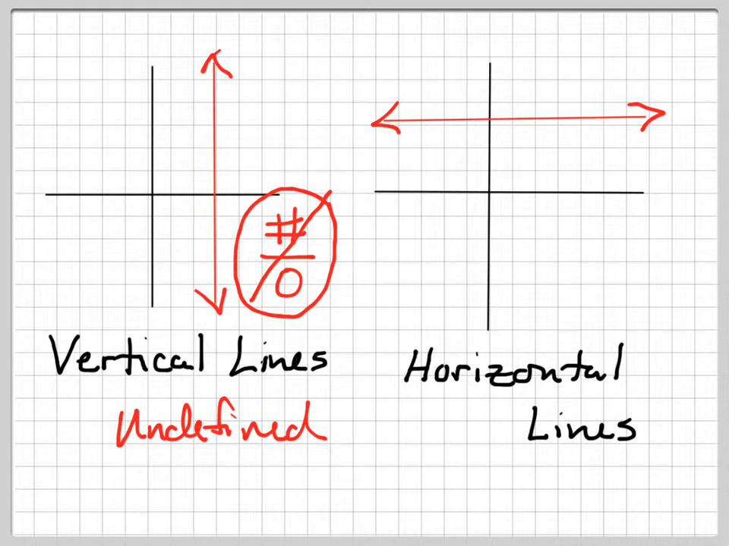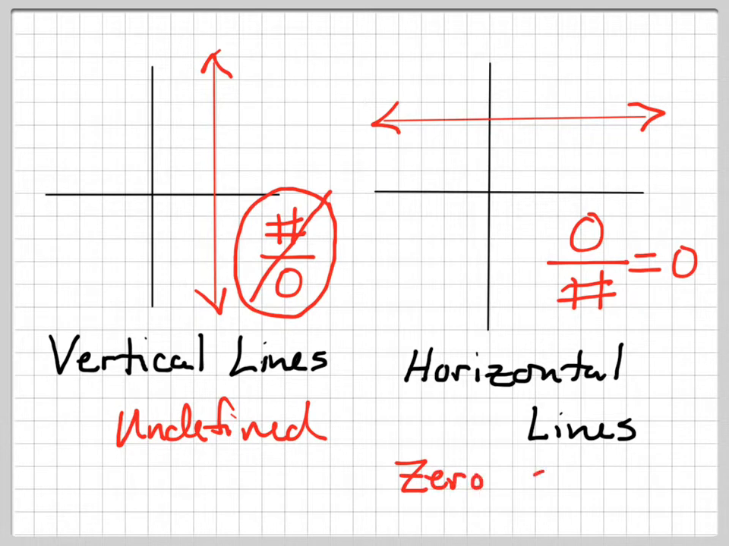And vice versa, if we have 0 divided by a number for horizontal lines, you're always going to get 0. So we say that this has 0 or no slope. Okay, scrolling on to the next page.